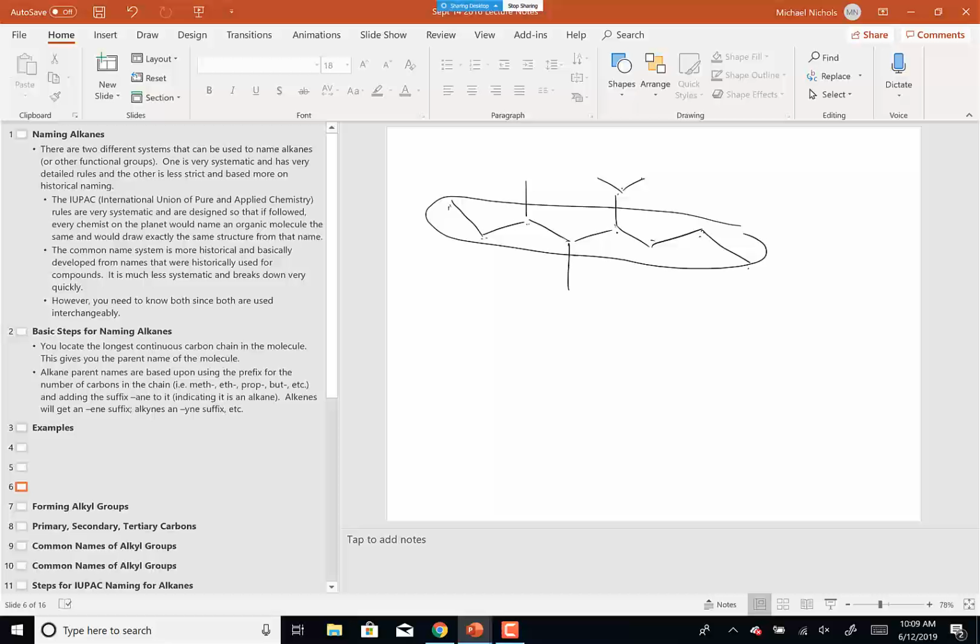So how do you want to number it? Left, right, right, left. Agreed, left to right? We all agree? So 1, 2, 3, we found our first substituent, 1, 2, 3, 4. Looks good to me, all agree.